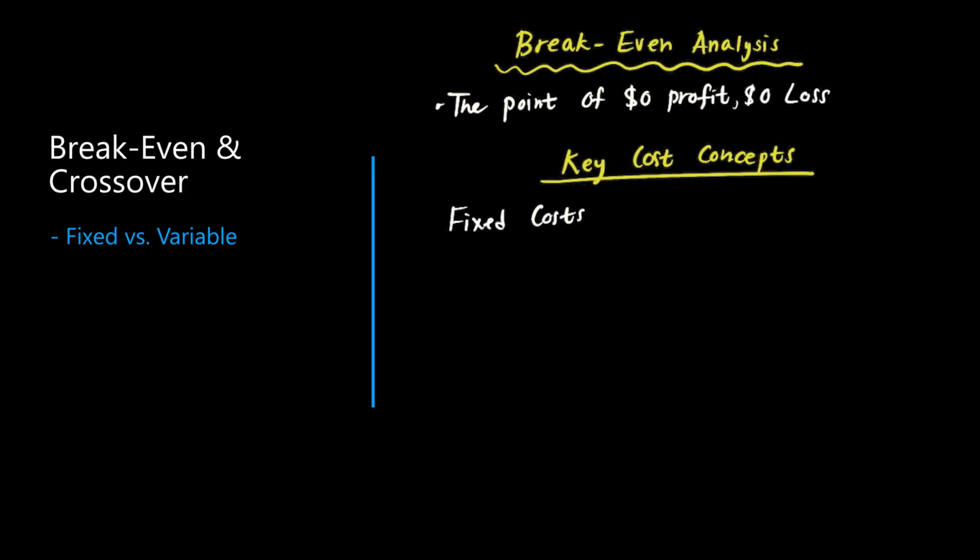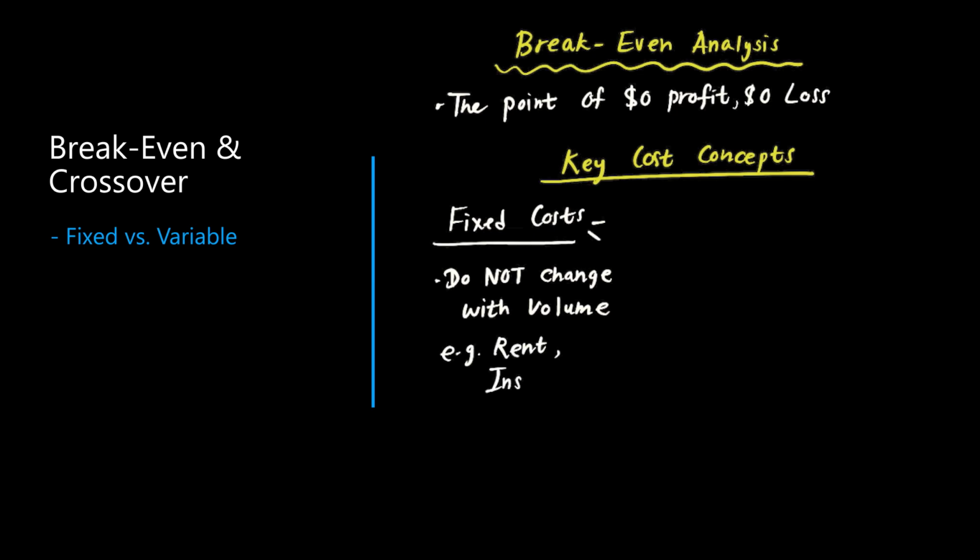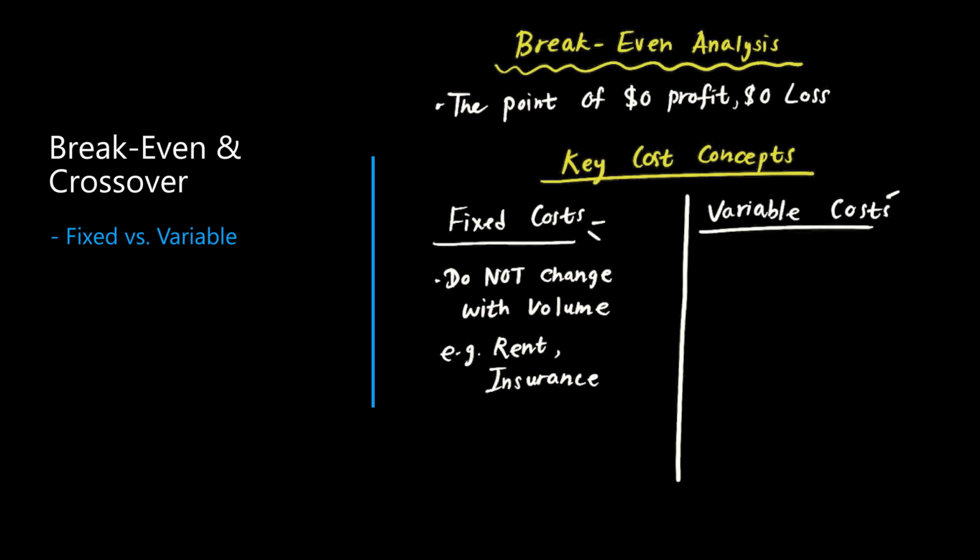To understand it, you must first be crystal clear on the difference between fixed costs and variable costs. Fixed costs are expenses that stay the same regardless of how many units you produce or sell. Think of things like your monthly rent, insurance premiums, or the salaries of your administrative staff. Whether you sell one widget or 1 million widgets, these costs don't change.